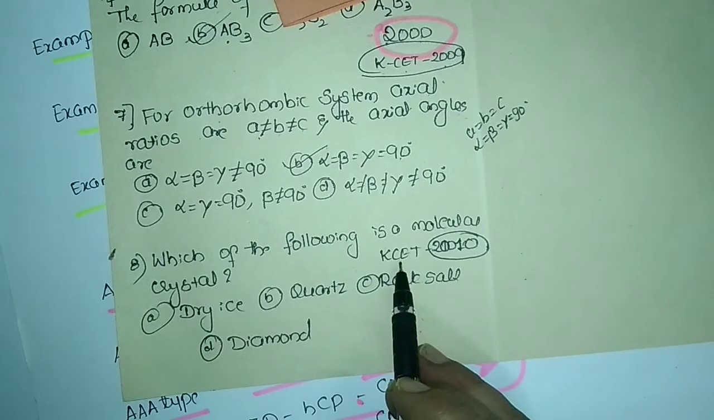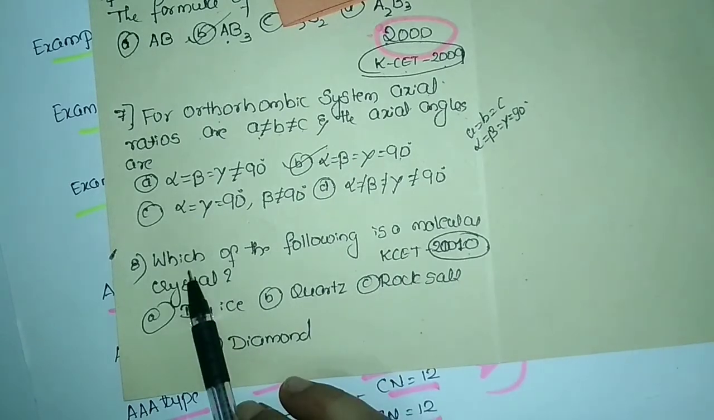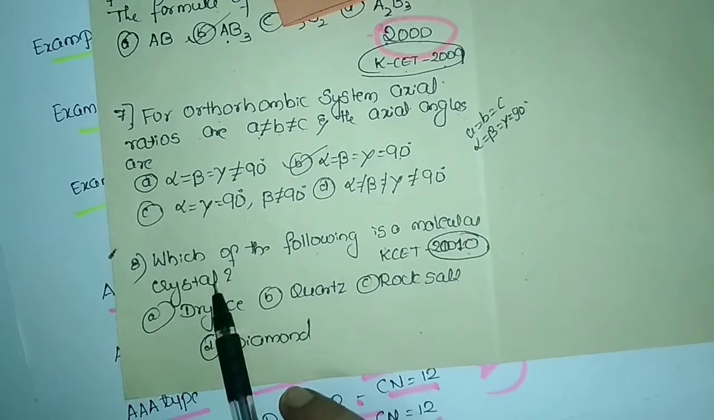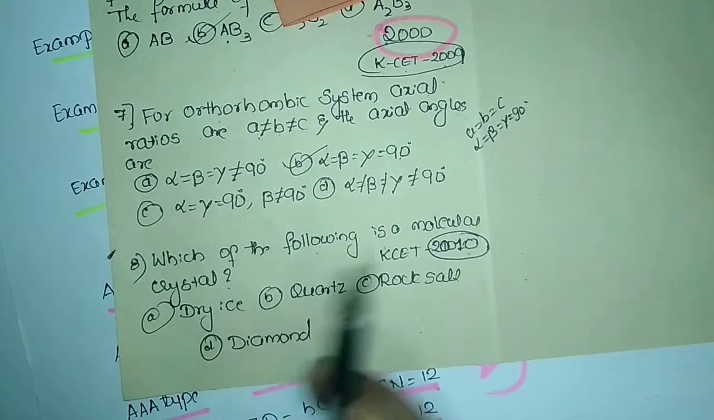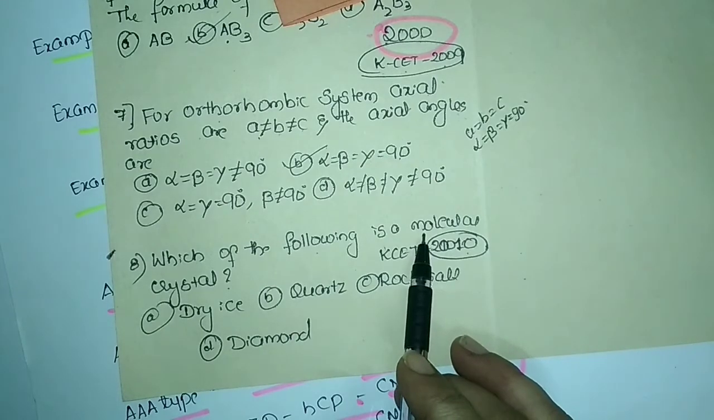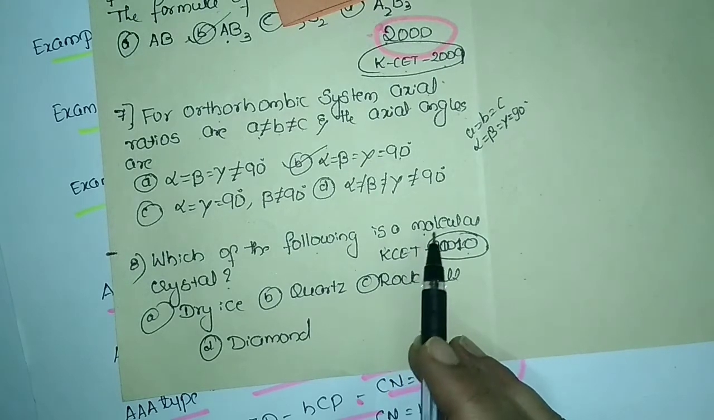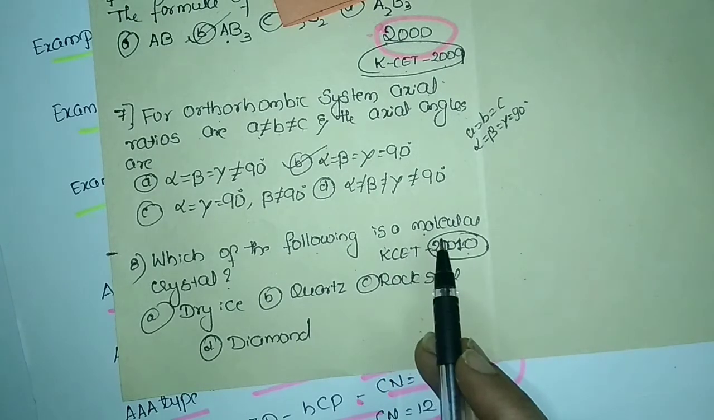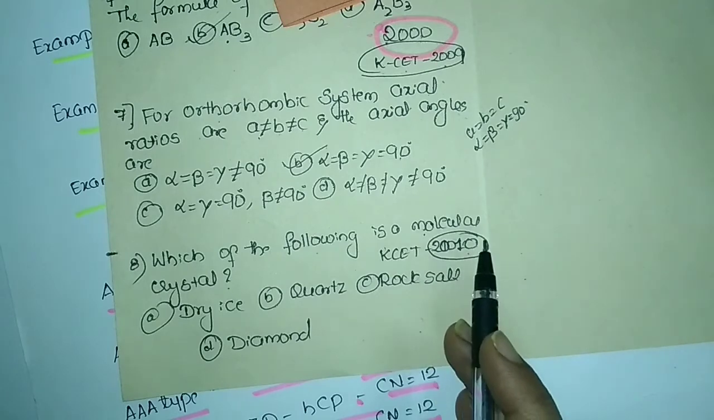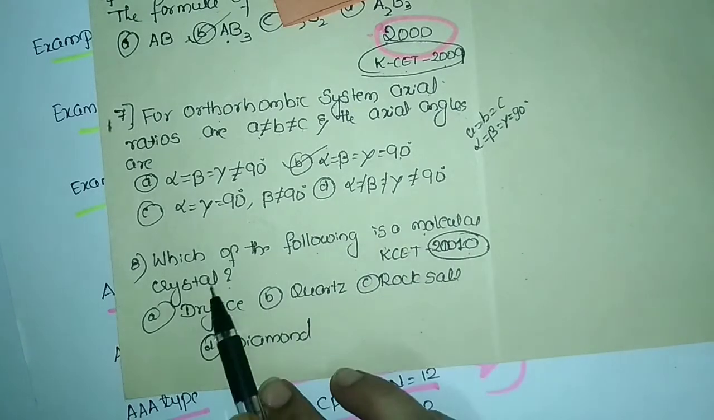Next question, which was asked in Karnataka CET 2010. The question is, which of the following is a molecular crystal? Very simple question, theory related. We know the classification of crystals based on constituent particles: ionic crystals or ionic solids, molecular solids, network or covalent solids, metallic solids, like that. Here, among all, which one is the molecular crystal?